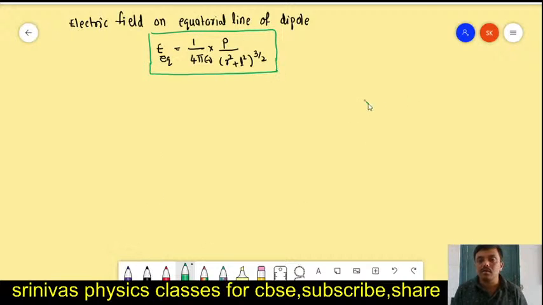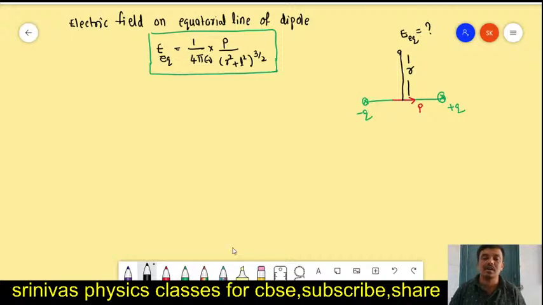This is the dipole, right? This is the minus Q charge and this is the plus Q charge. What is the direction of the dipole moment? It is from minus Q to plus Q, the right side. We want to find out the electric field from the center. This is the line passing through the center and perpendicular to the axial line. At this point, we find the electric field on the equatorial line.